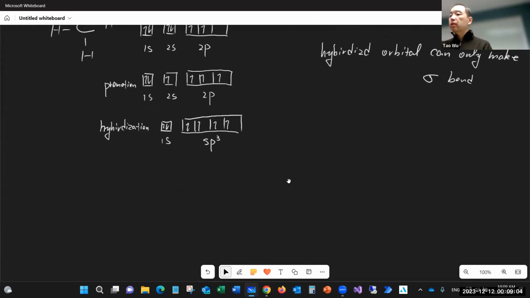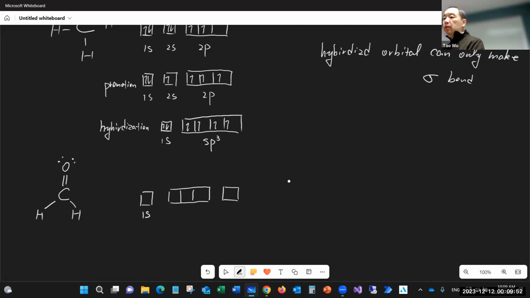And then there are some other cases that are hard to explain, for example formaldehyde. If we use sp3 hybridization, it's hard to explain this, because the hybridized orbital can only make sigma bonds, and this is a double bond containing one sigma and one pi. So this definitely cannot explain that. So if we have this situation, we change the hybridization. It's not going to be sp3 hybridization. Instead, it's called sp2 hybridization.